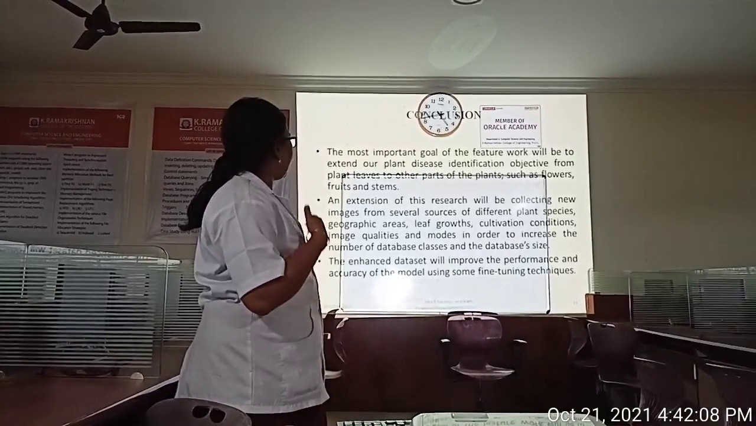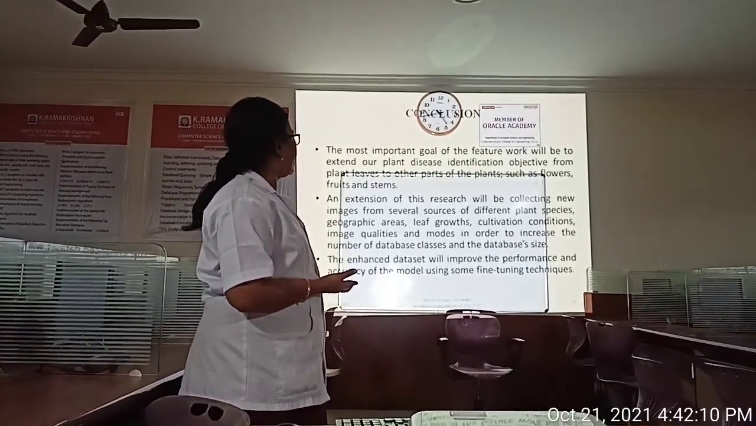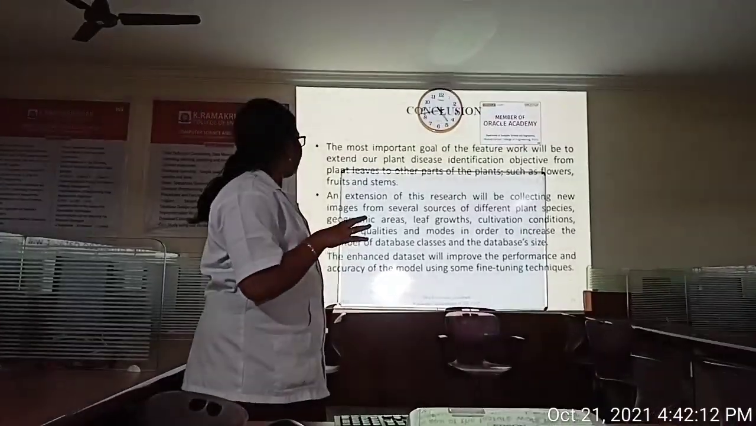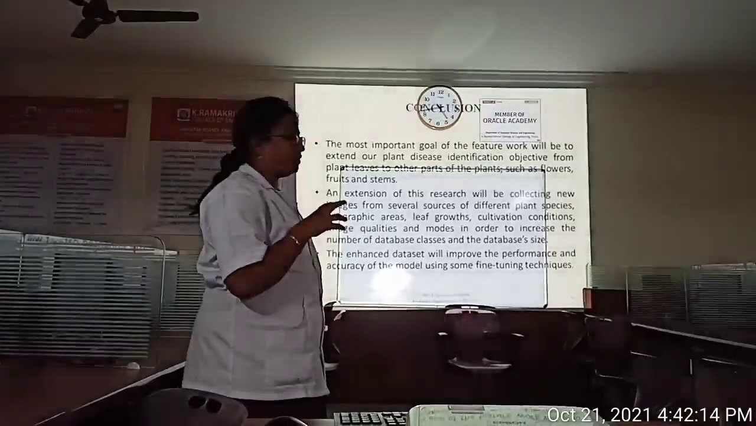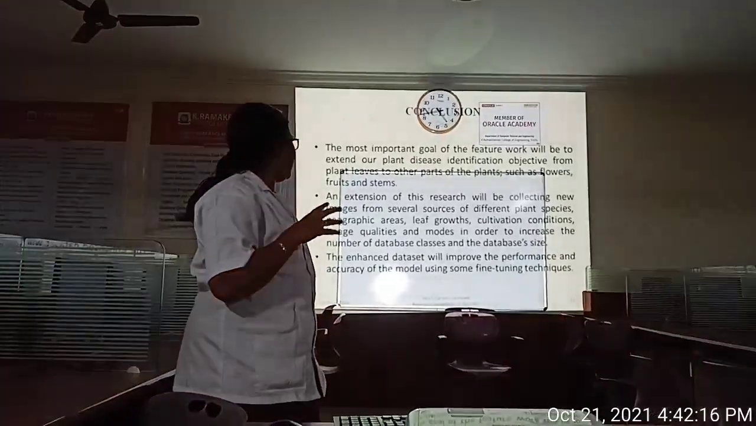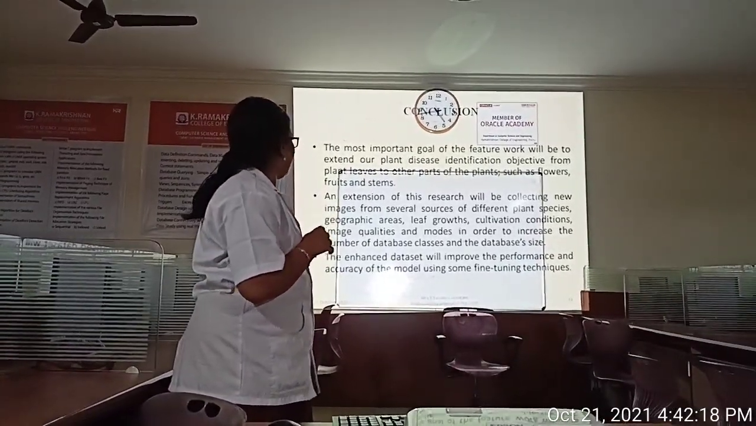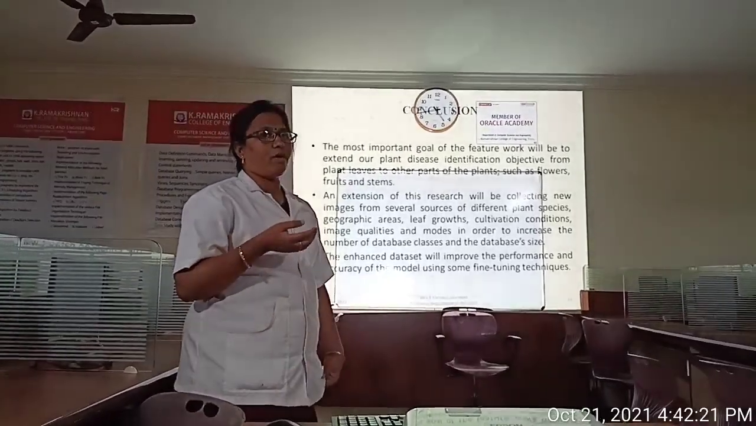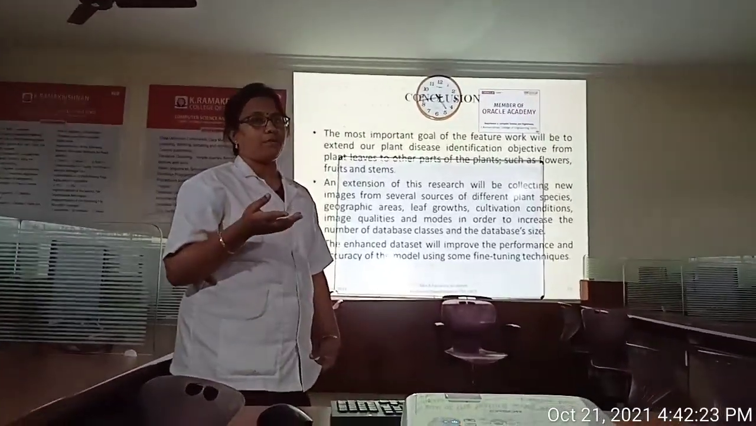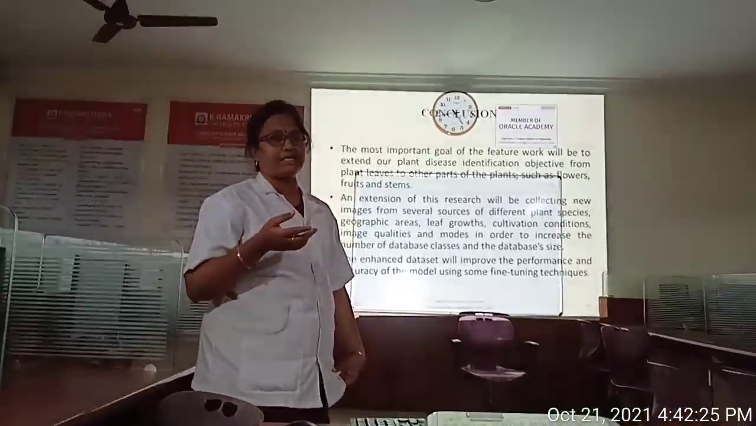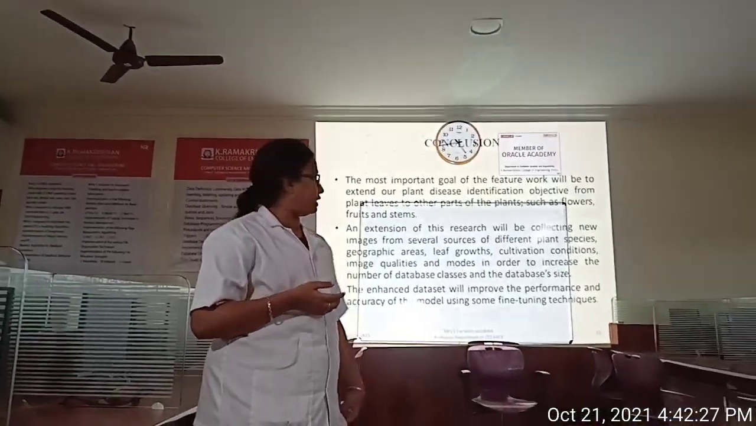For future work, we can do this type of identification for specific fruits, plants and other things. And in order to achieve better performance, we can tune other hyperparameters, like increasing the batch size and the dropout value and other things.